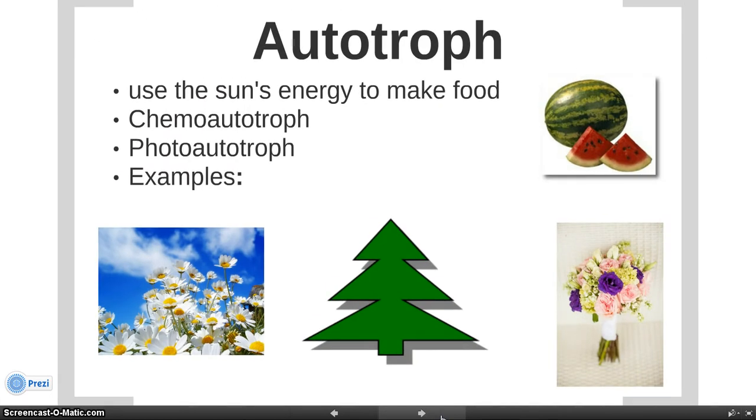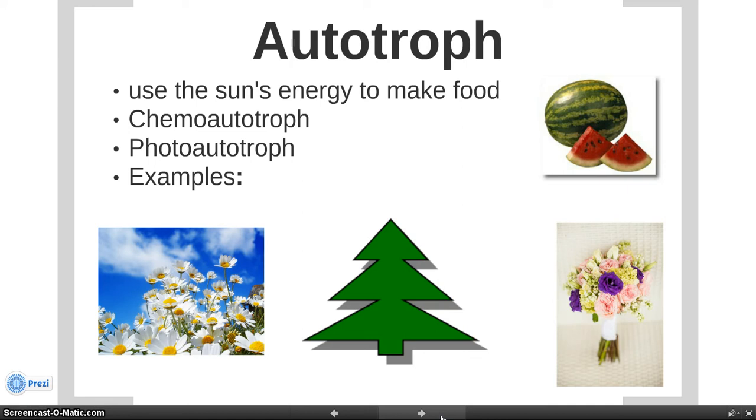The autotrophs are organisms that use the sun's energy to make food. We will primarily discuss photoautotrophs. However, there are chemoautotrophs that use inorganic substances to make their energy. So what are your favorite autotrophs? Here are some of my favorite.